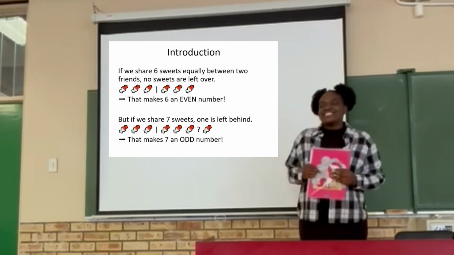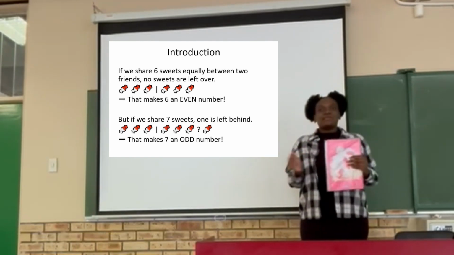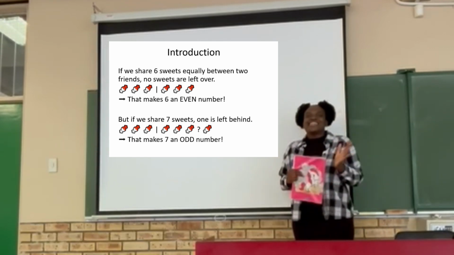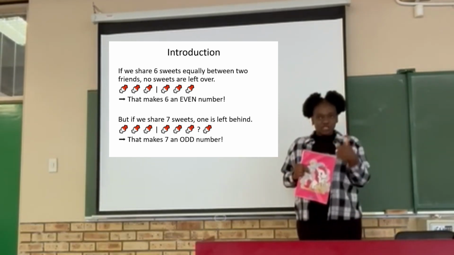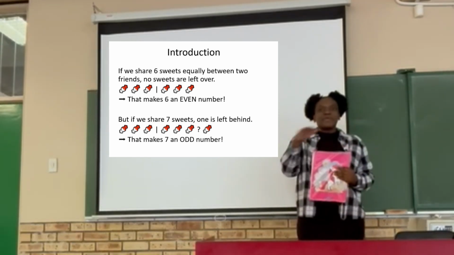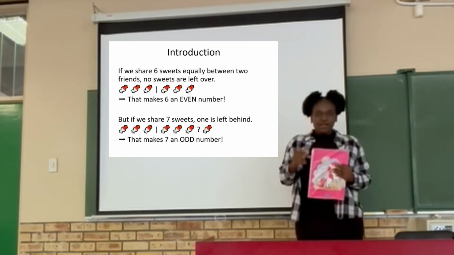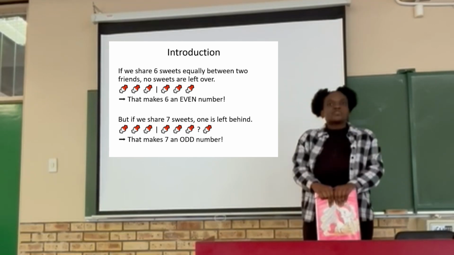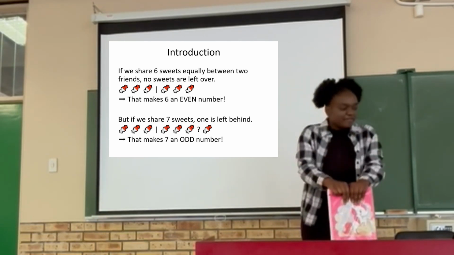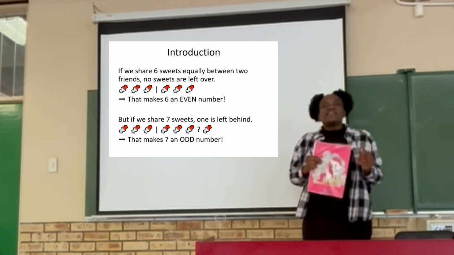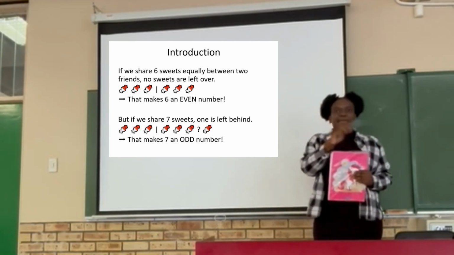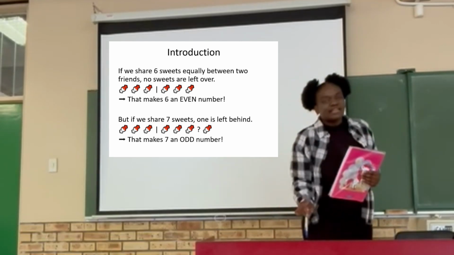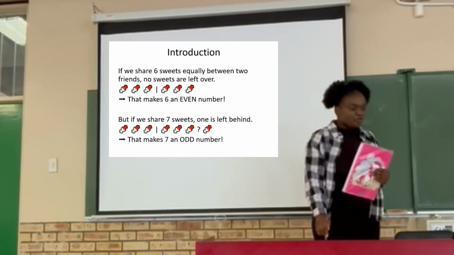Okay, so let's start. Firstly, I'm going to make an example that will excite you. Do you like sweets? Yes. Okay, so let's say I have 6 sweets and I share them among 2 friends equally. Will there be any sweet left? No. So that means that is an even number. An even number is a number that you share among 2 or more places and there'll be nothing left. Can we move on?